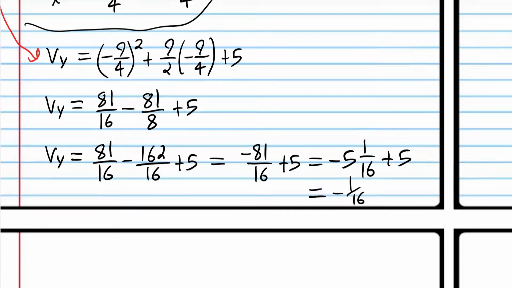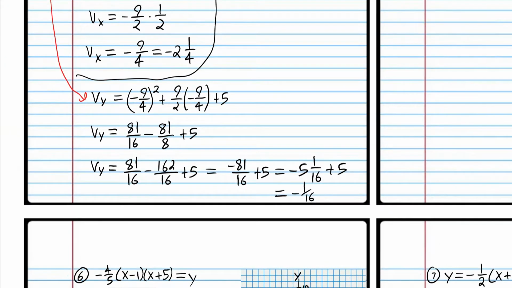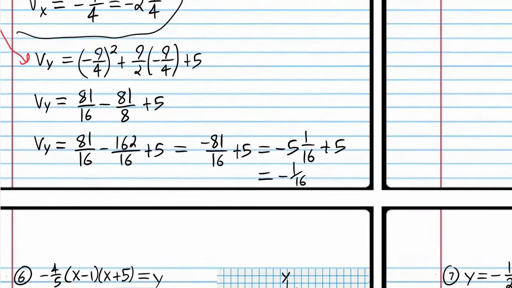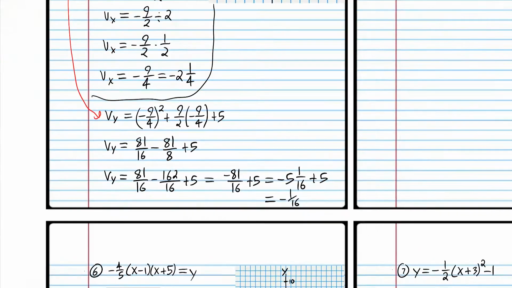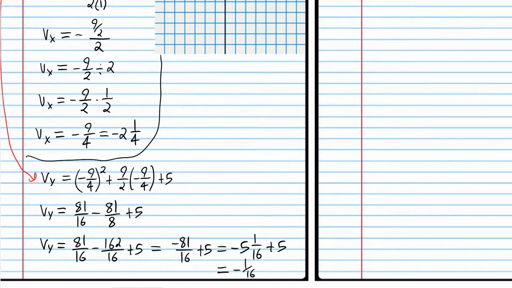A lot of students would make the mistake of saying that this is positive 1/16. It's not. It's negative 1/16, because again, this 1/16 goes along with this negative whole number, so that both the 5 and the 1/16 are negative. So our vertex is negative 2 1/4 and negative 1/16.